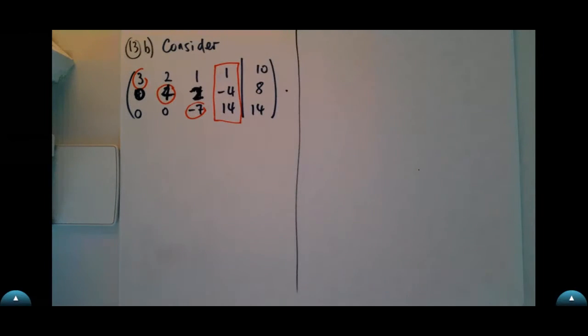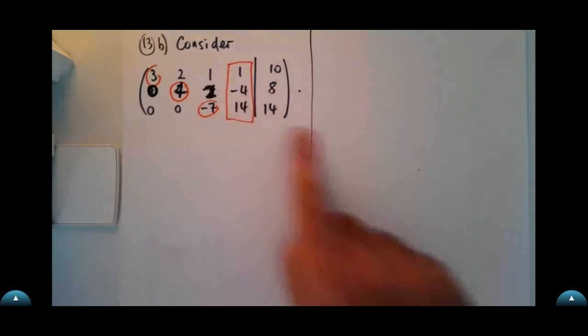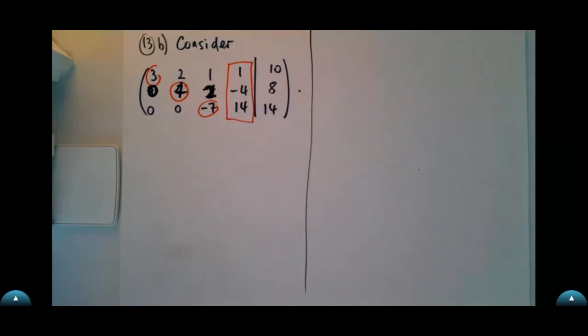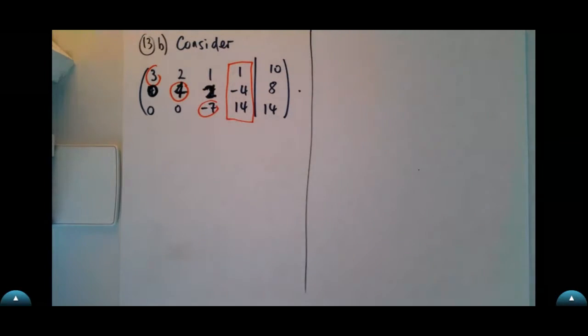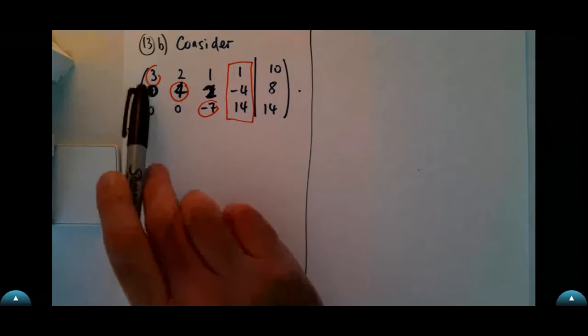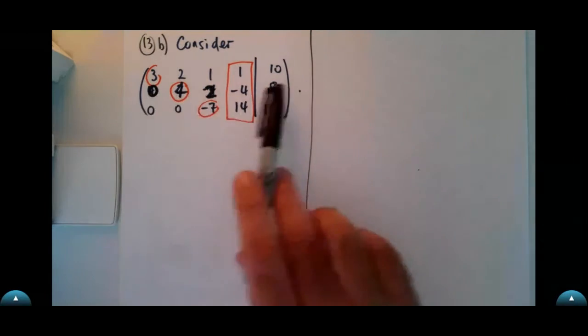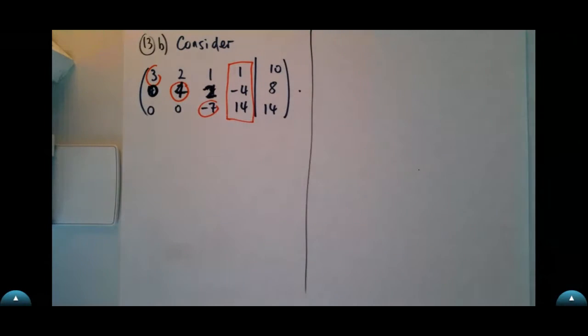Can anybody suggest some basic row operations to do on maybe row 2 and row 3 to make things a bit simpler? You can suggest something in the chat. I don't have to do them because this is already in row echelon form, but can anyone suggest what we might do? So Isabella's saying divide everything in row 2 by 2, and Cynthia's saying divide by the common factors.